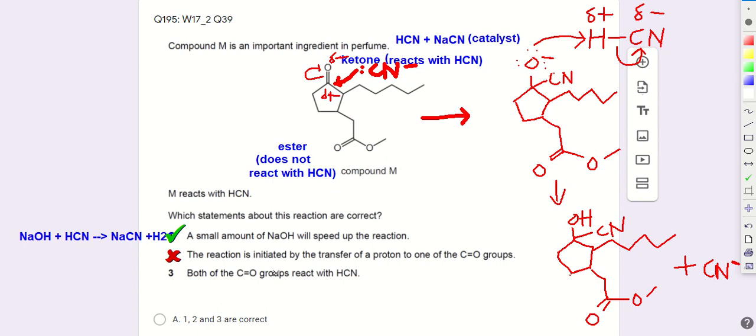Let's look at number 3. Both the C=O groups react with HCN. From the very beginning, I already said the ketone reacts with HCN. The other C=O, from the ester, does not react with HCN. So number 3 is also not correct. So the answer is D. Only 1 is correct.